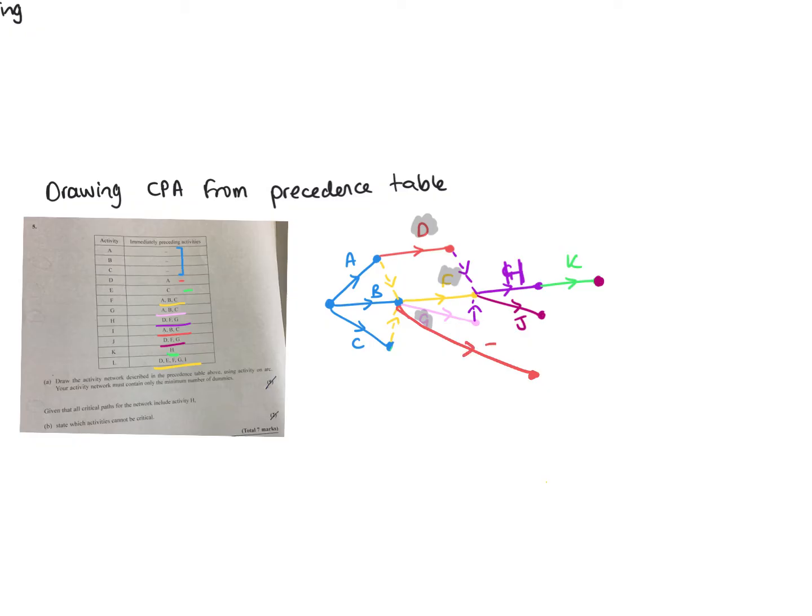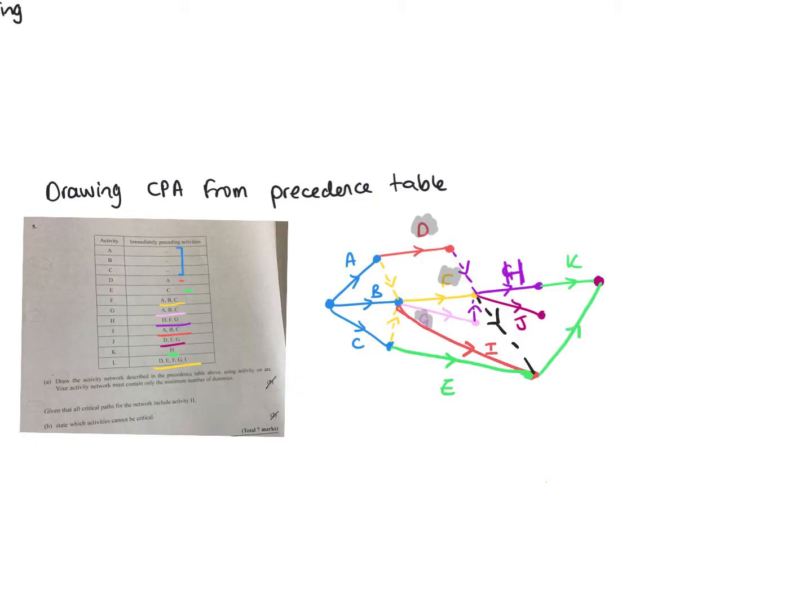Sorry, I've put E, haven't I? That's I. This is E. And now what we could do is actually add in a dummy from here, because that actually includes D, F, and G. From this point, now we can have L.